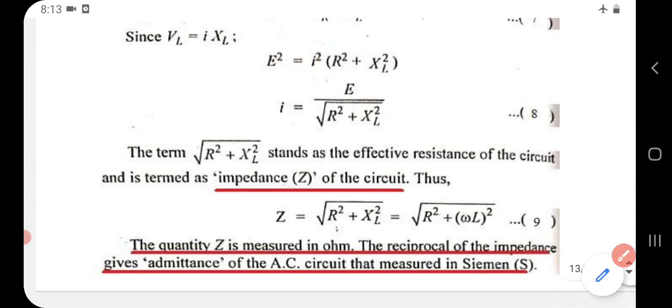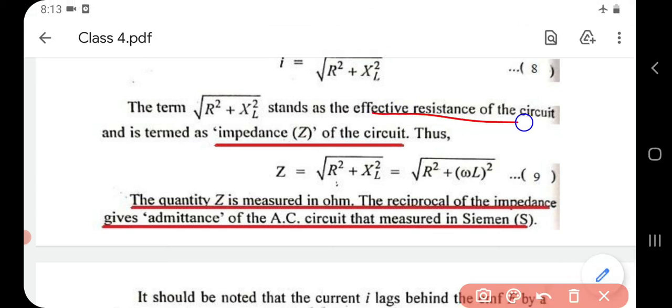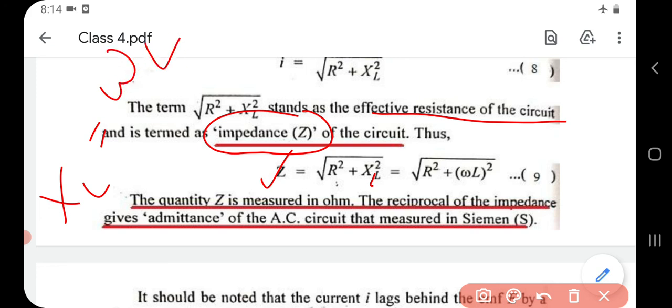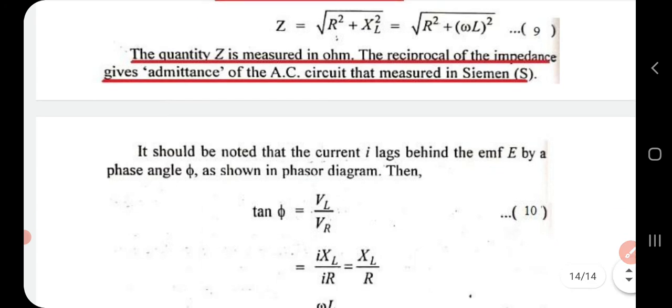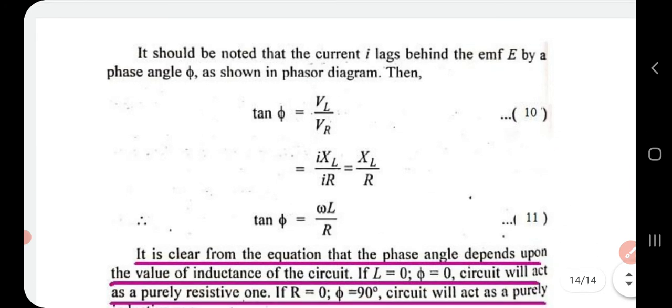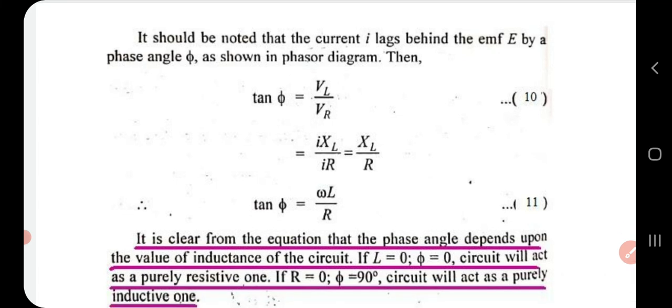Now this root of R square plus XL square is actually the effective resistance of the circuit, and it is represented by the letter Z, called impedance. So impedance Z equals the square root of R square plus XL square, which is again the root of R square plus (omega L) the whole square. We already studied that inductive reactance XL is omega L and capacitive reactance XC is 1 by omega C. Z is measured in ohm. The reciprocal of impedance is called admittance. Its unit is Siemens.